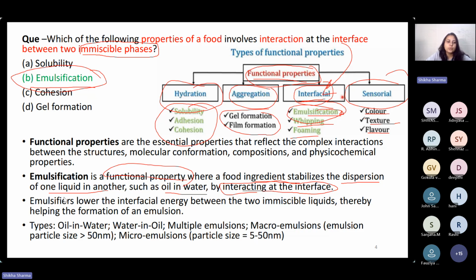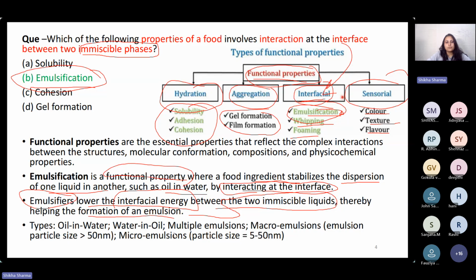So emulsifiers are the compounds which perform the function of emulsification. What they do is lower the interfacial energy at the surface, or you can say the surface tension will reduce. So what is going to happen? Then the two immiscible liquids can mix, or rather there is a formation of emulsion because of the emulsifiers.